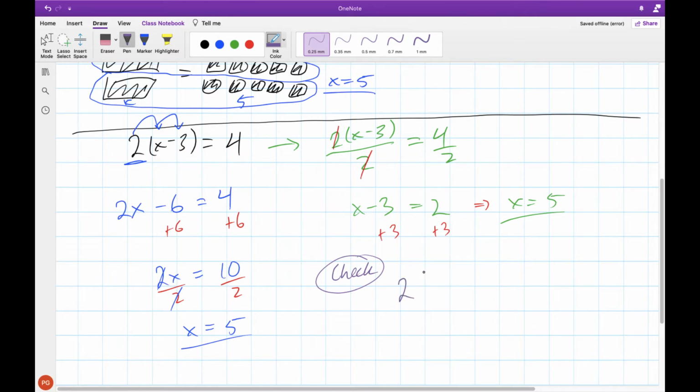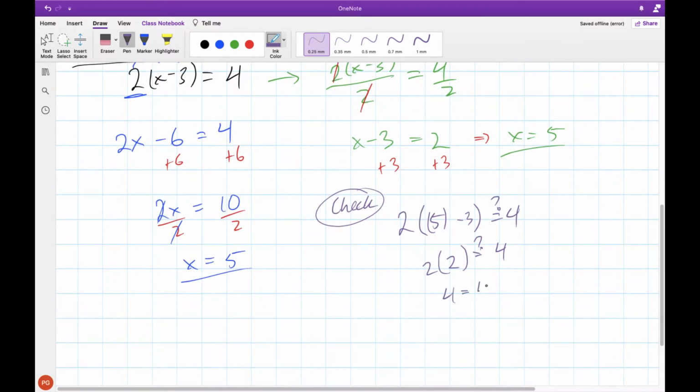So here we would have 2, and then we'd substitute in x equals 5, see if this is equal on both sides. We would start inside our brackets for BEDMAS. 5 minus 3 is 2, and 2 times 2 gives us 4, which is what we have on the right-hand side, so we know we've balanced our equation, we know we got this right.